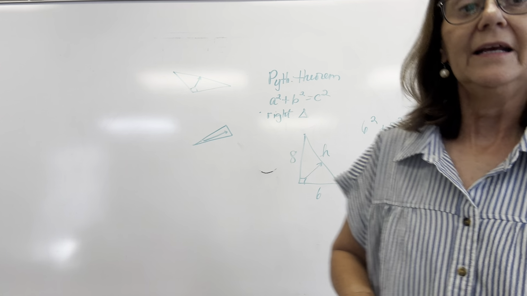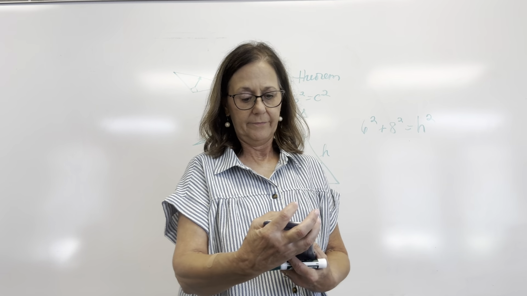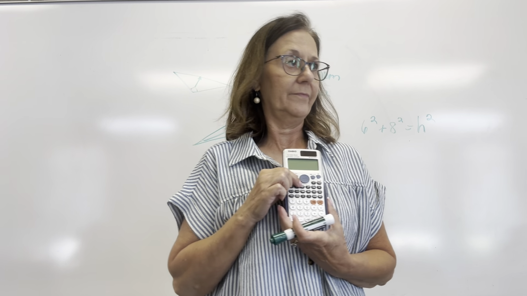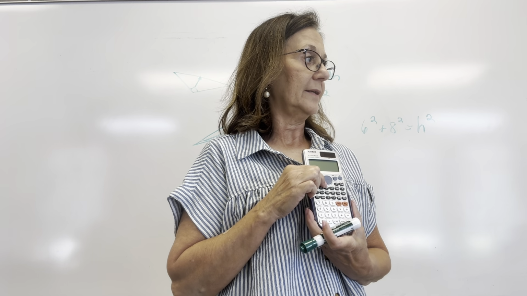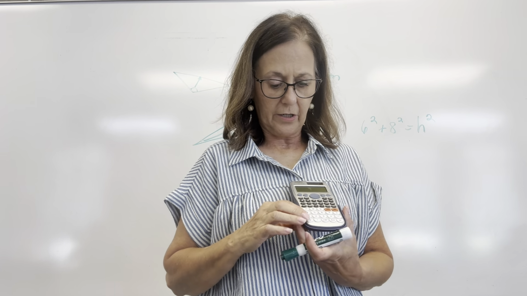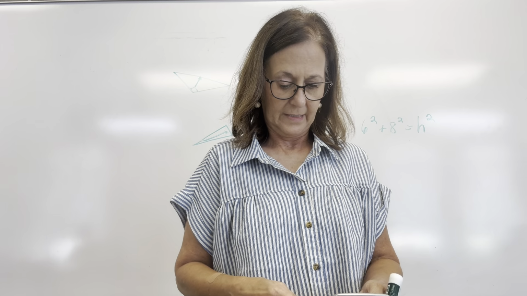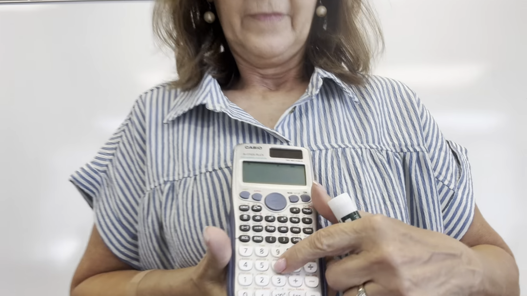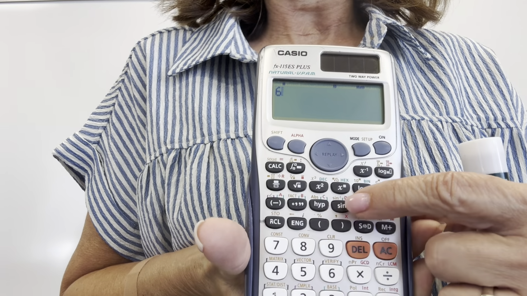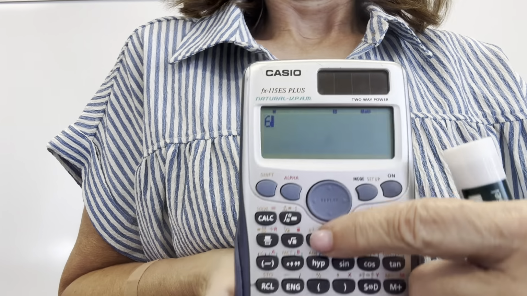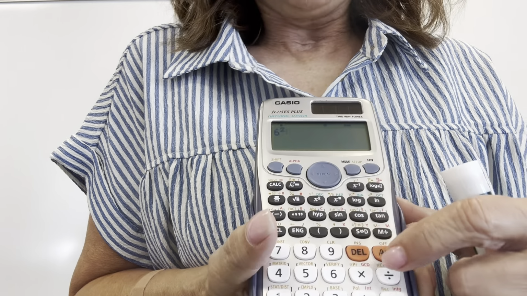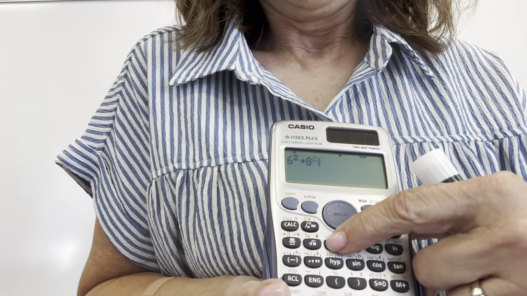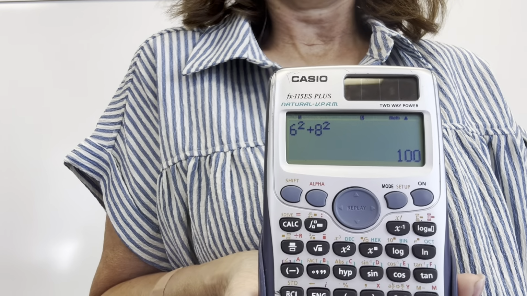Okay. All right. Do y'all see the squared button? Do you see X squared? Okay, you can just use that button. You can just turn your calculator on, and you can do 6 squared and then hit plus 8 squared and hit equals. And what do you get?